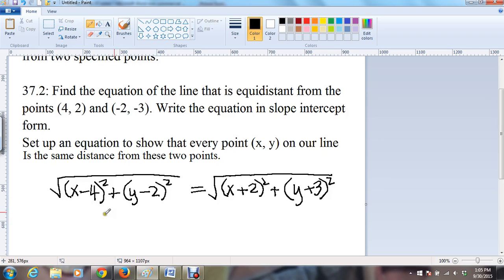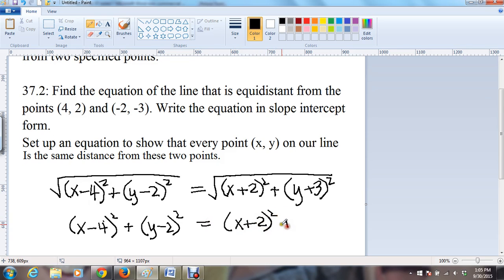And so what I'm going to have to do first is square both sides to make the square root signs go away. So I'll just have x minus 4 quantity squared plus y minus 2 quantity squared equals x plus 2 quantity squared plus y plus 3 quantity squared.